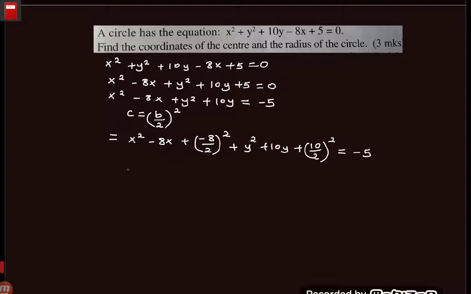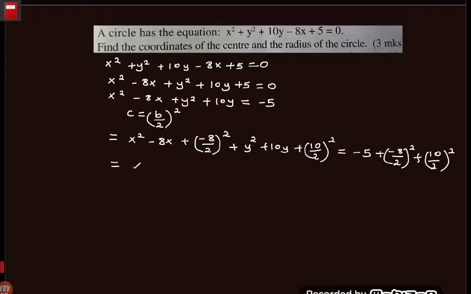Whatever we added on the left hand side, we must also add it to the right hand side. So this one will also be plus negative 8 over 2 squared plus 10 over 2 squared. Whatever is added to the right must also be added to the left. Then we collect the terms of the squares.